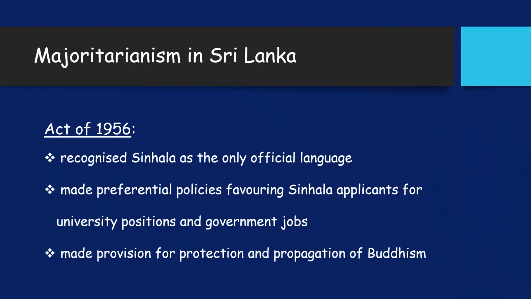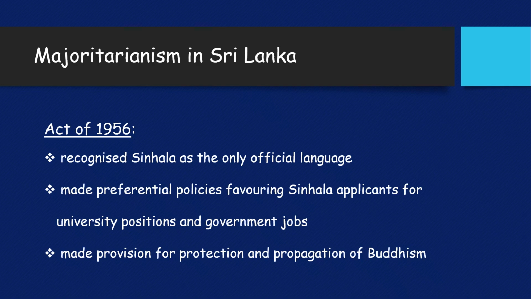Now that we have seen how diverse both the countries are, we will first understand what the Sri Lankan government did to take care of its ethnic population. The government followed majoritarianism. Majoritarianism, students, is a belief that the majority community should be able to rule a country in whichever way it wants by disregarding the wishes of the minority community.